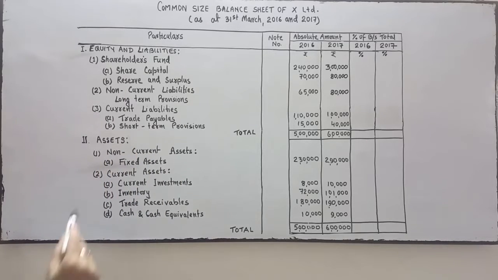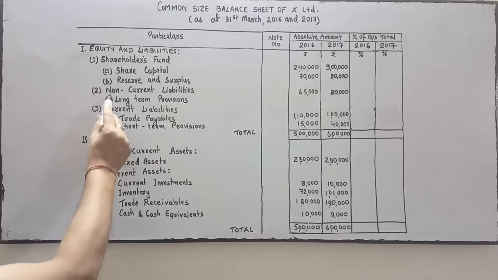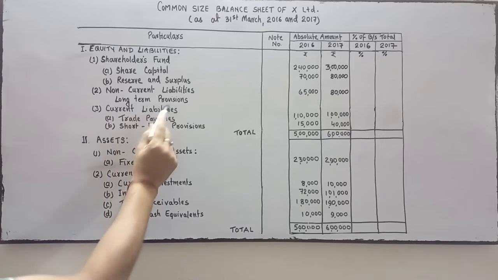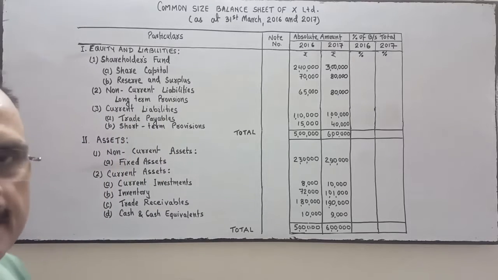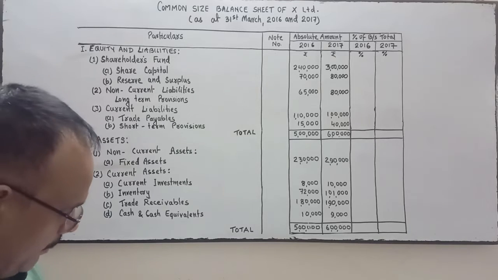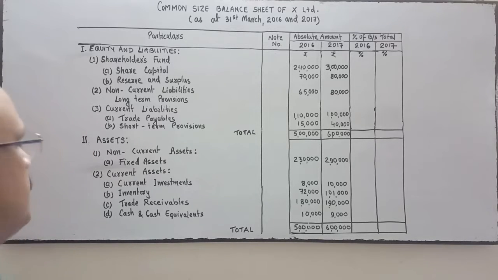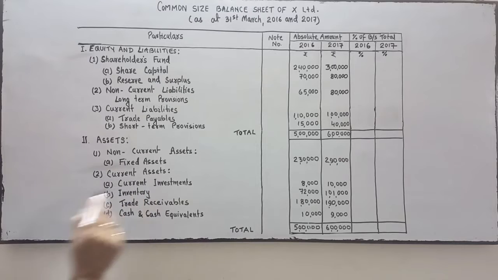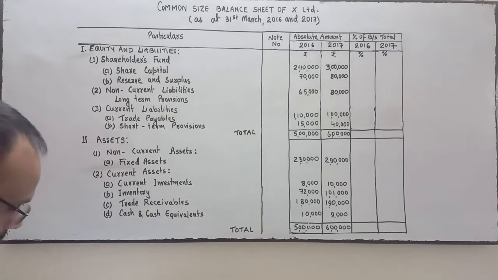Thereafter, the fixed assets, it's a non-current asset. Thereafter, long-term provisions. Long-term provision is a non-current liability, coming under the heading non-current liability. Thereafter, current investment comes under the current assets. Inventory is also under the current assets. Cash and cash equivalent also come under the current assets.